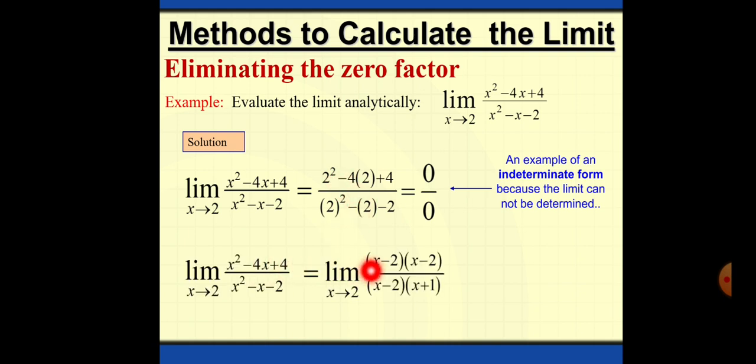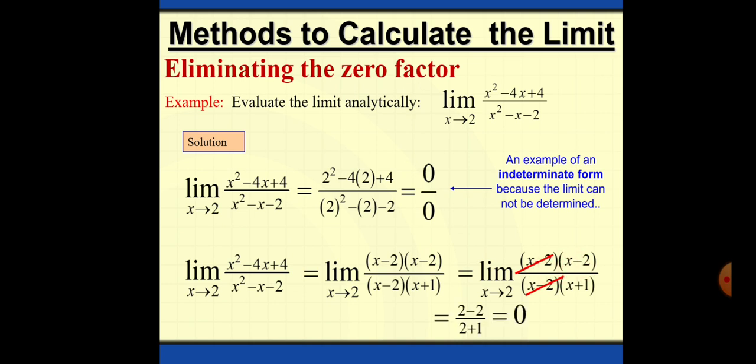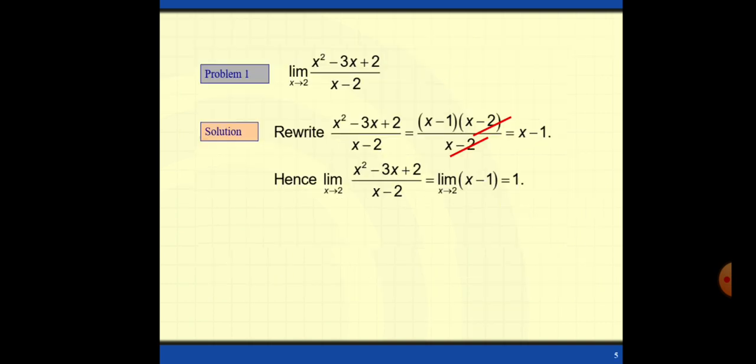After factorization, we get this form, and now you can cancel x minus 2 from the denominator and the numerator. And after that, you can substitute here x equals 2. So you can get your final answer, which is 0. Another example, if you use direct substitution here, when x tends to 2, you will find the answer 0 over 0 again, so we have to factorize.